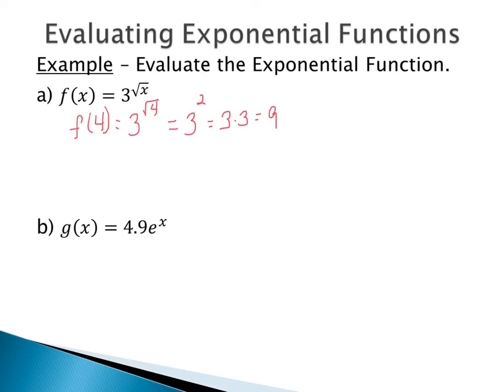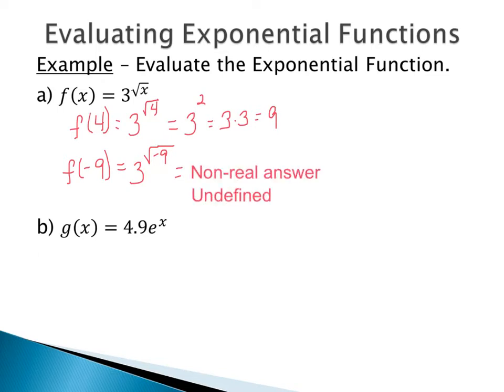Let's try a negative number. So if I did f of negative 9, for example, that means I would be evaluating 3 to the square root of negative 9. Well, again, first we would need to evaluate the square root of negative 9, but what is the square root of negative 9? Well, it's a non-real answer, because we would actually get 3i, and we can't evaluate that then. So what happens here is that we get a non-real answer, or we can say that it's undefined. Either answer is fine.